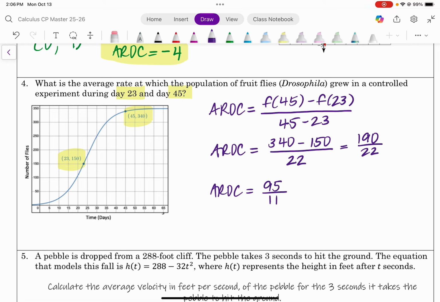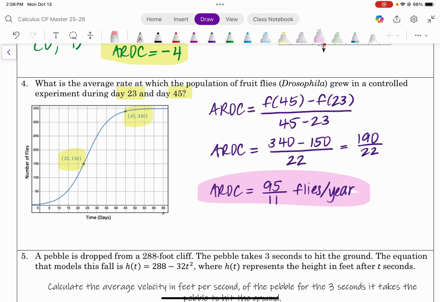I would prefer you leave your answer as a fraction as opposed to a decimal. And then when there's a word problem, I always like to add words. So this is flies per year. So I would write that as flies per year. And this would be the answer to my question.